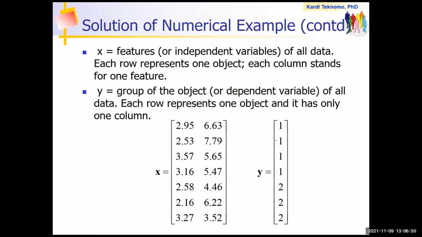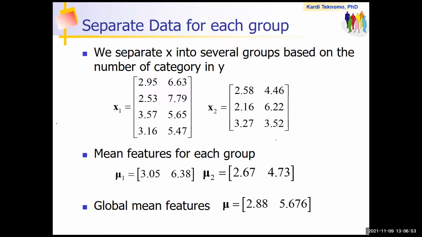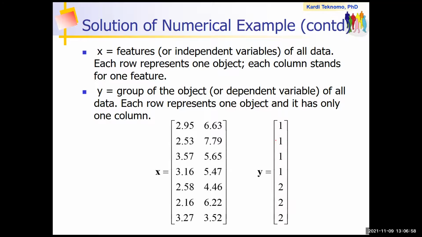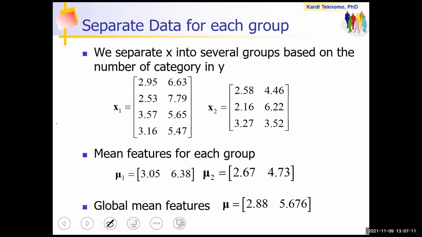Then what will you do? We will separate them into groups. You have two groups, 1 and 2, so you need to separate them. The first one is 4 rows, the second one is 3 rows. This is for the group Y equal 1, and this is for the group Y equal 2. Then you take the mean for each group, and you also have the global mean, that is the mean for all groups. Up to here, is it okay?